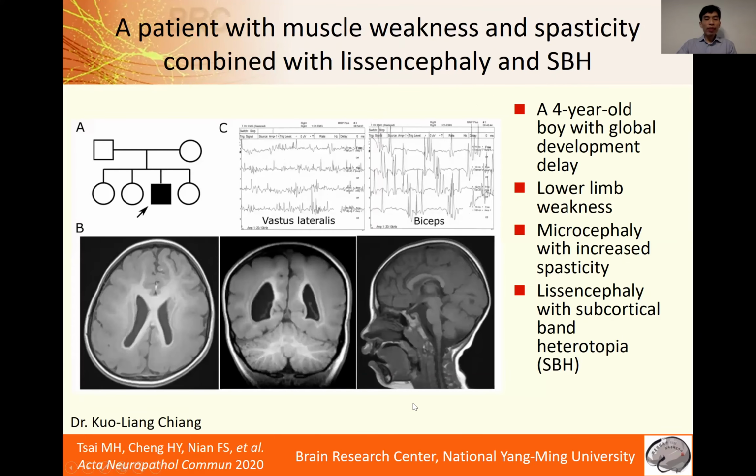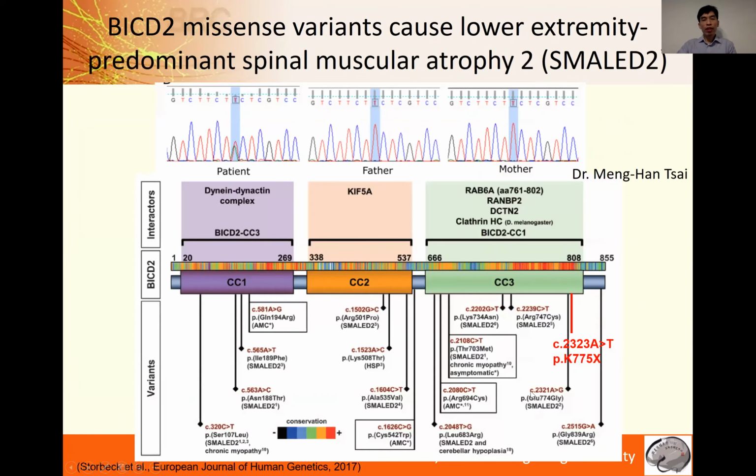At the same time, we also identified another patient who has lissencephaly and also some muscle weakness. This is also an interesting case, because after next generation sequencing, we identified a gene called BicD2, the ortholog of the Drosophila gene Bicaudal. We found this mutation in this patient, but when we looked back to the literature, we found that BicD2 mutation is actually associated with a type of spinal muscular atrophy. So it's not associated with brain developmental disorder.